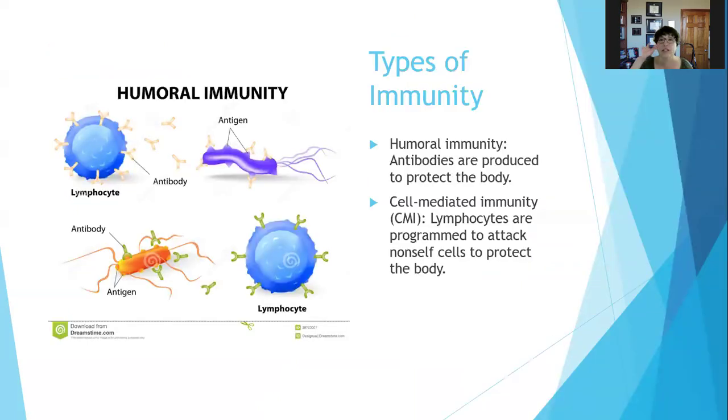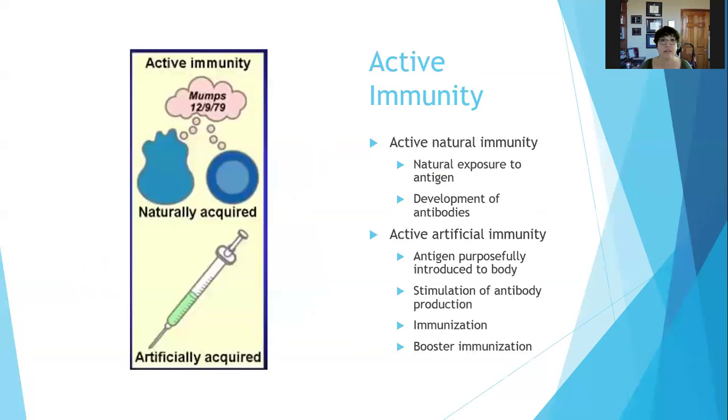So the humoral immunity is antibodies that are produced to protect the body. The cell-mediated immunity is where the lymphocytes are programmed to attack non-self cells or weird self cells to protect the body. In one of them, the cells are producing the antibodies and the antibodies are doing the work, and in the other one, the cells are doing the work. So hopefully that makes sense.